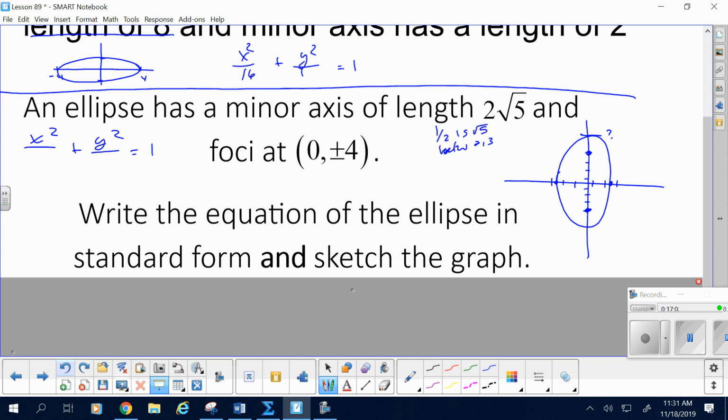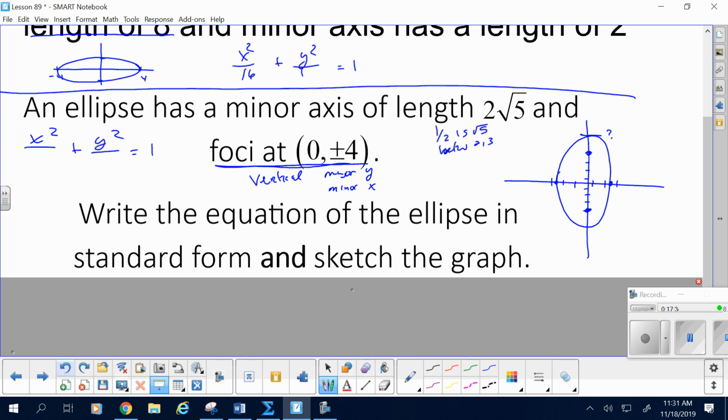Okay, so minor axis of length 2 root 5, but I don't know where to put that yet, yeah? So let's go here. This tells me something. It tells me that this is horizontal or vertical, which is, it's got to be vertical. Okay. Now, the fact that this is vertical tells me that the major is y and the minor is x, yeah?